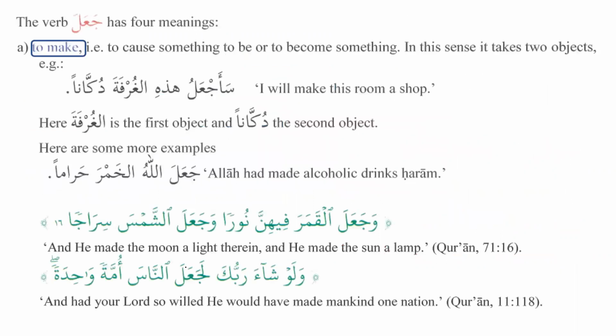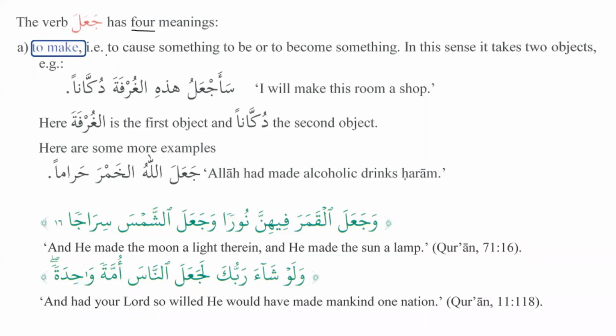Ja'ala. Do you know the meaning of ja'ala? What does it mean? Yes, ja'ala, to make. Okay. So now, inshallah, we will see over here that ja'ala has different meanings, and it has been used in different contexts in the Quran, as we can see here. The verb ja'ala has 4 meanings. Number 1, to make, which is a common meaning that we already know. To cause something to be or become something. In Arabic it is called sayyara yusayyiru.